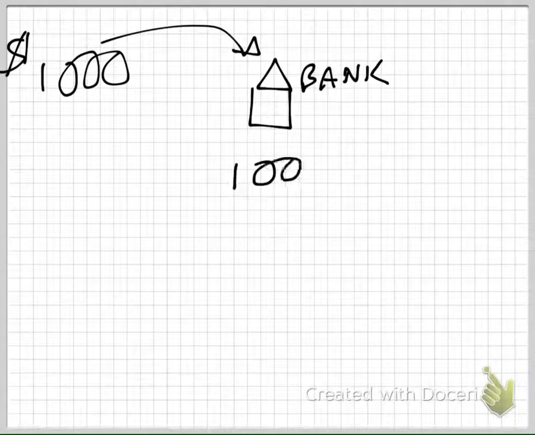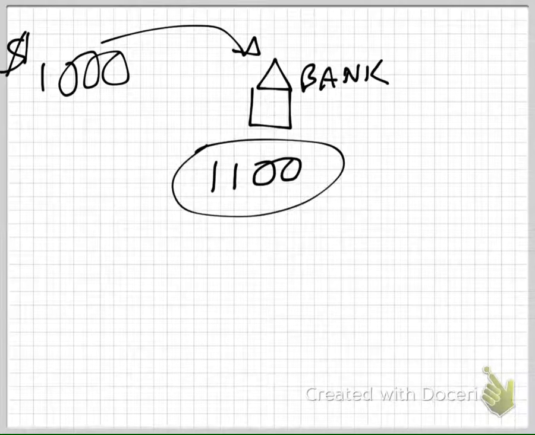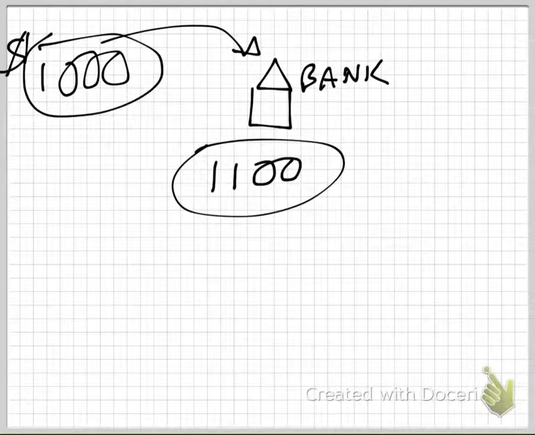And now I'm going to have, at the end of 1 year, $1,100. Does that make sense? If I was to leave it in there for 2 years, I would have $1,200. If I was to leave it there for 5 years, I would have $1,500. Each year, I would add $100 because that's how much they're paying me. They're going to pay me interest on the original amount each year. Does that make sense? Okay.